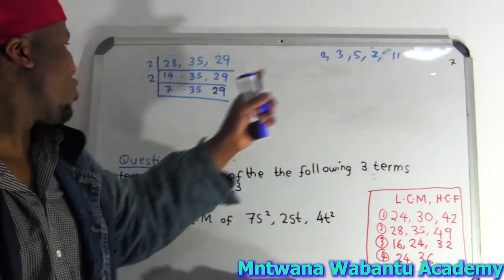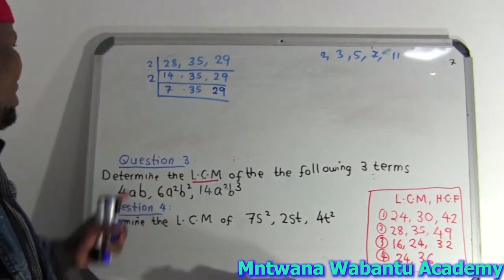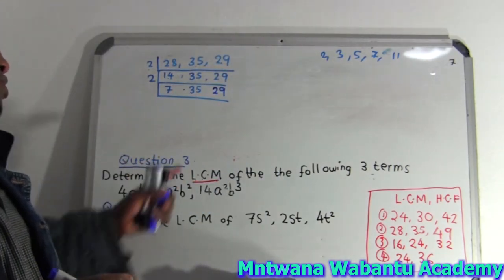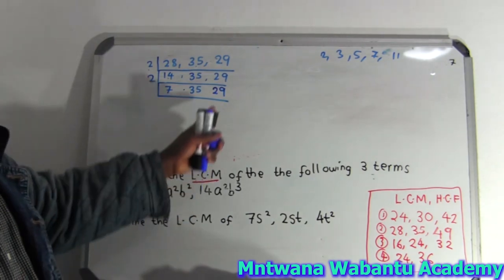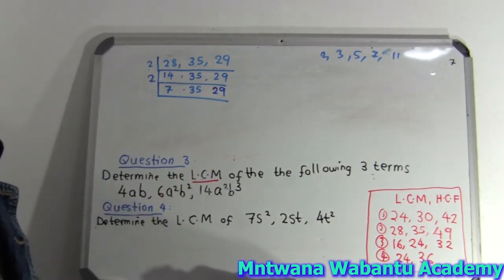Now can 3 go into any of these numbers? No, 3 is not going to go. If you take 7 divided by 3, no. 35 divided by 3, no, it is going to give you a remainder. Even 29 also is going to give you a remainder.